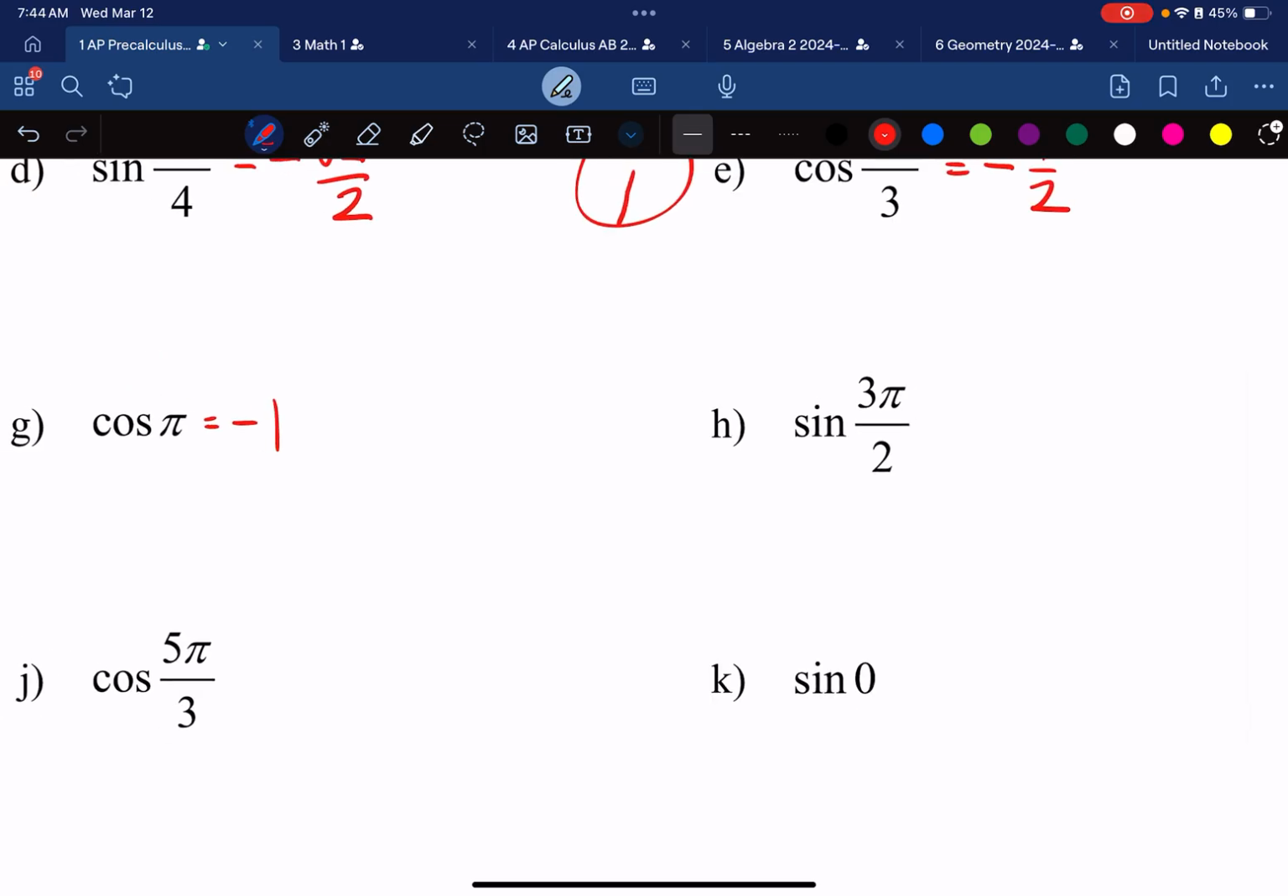G, 3 pi over 2. Go ahead and point to it. It's straight down. If it's straight down, we're done, and then we do sine. Sine is the y-coordinate. What is the y-coordinate of straight down? On a unit circle, it's the radius. Down that radius of 1, so negative 1.